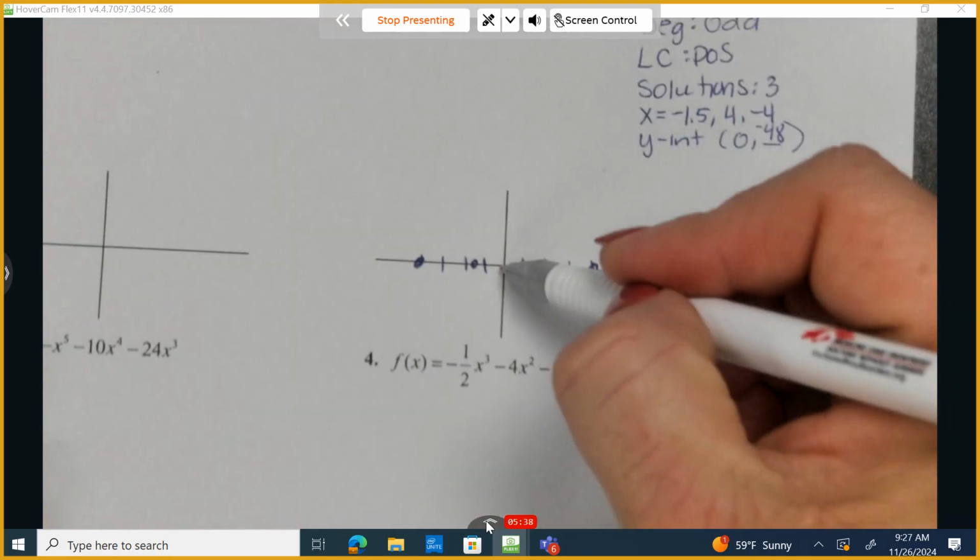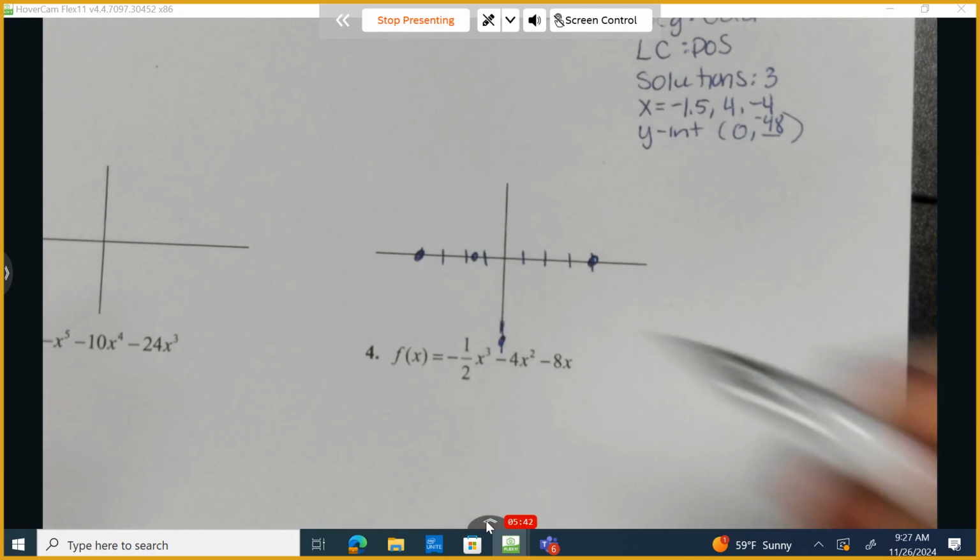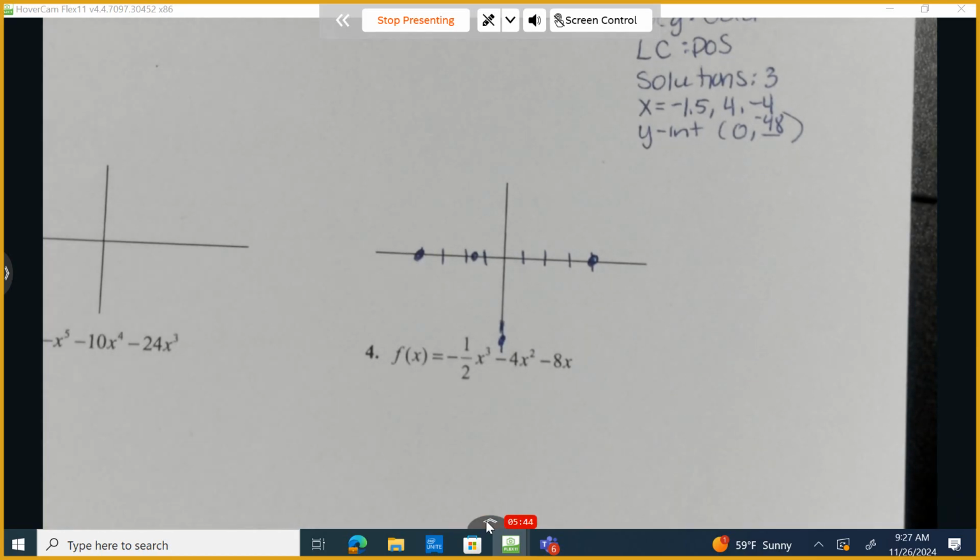So there's no way I'm counting all the way down to 48. So I'm just going to make a dot down here as far as I can. Just not possible. I'm not taking time to make 48 tick marks all the way down.